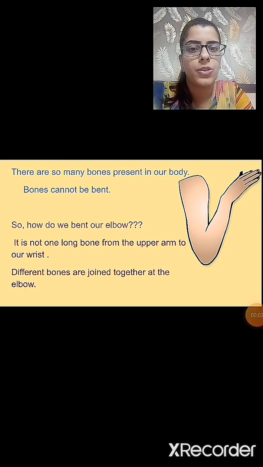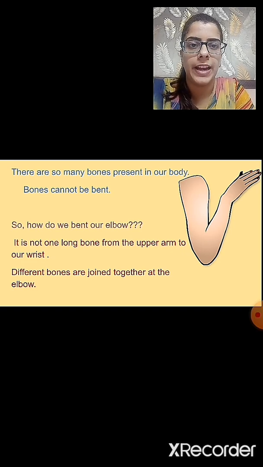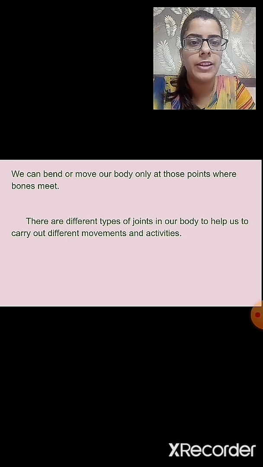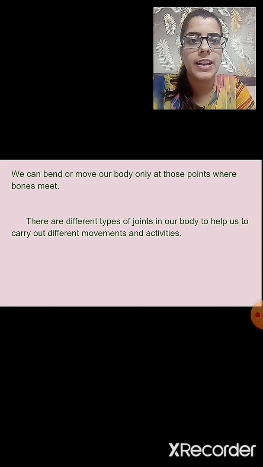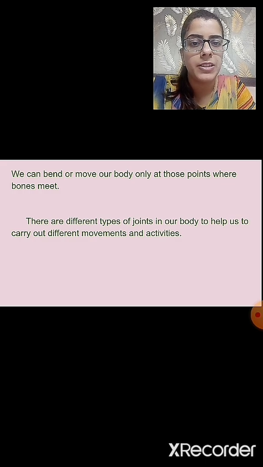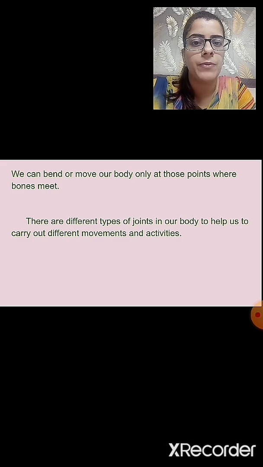It is not one long bone that is present from the upper arm to our wrist. Different bones are joined together at the elbow. We can bend or move our body only at those points where the bones meet. So, bones are hard and they cannot be bent, but we are able to bend or move our body only at those points where the bones meet.